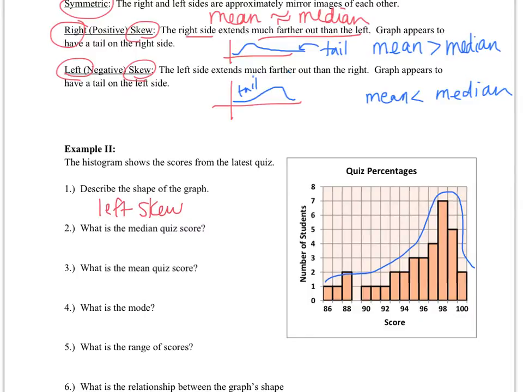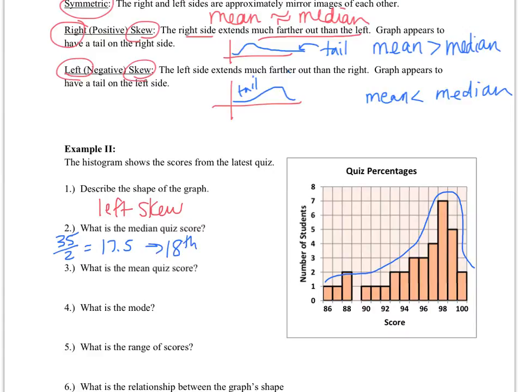Now, in order to answer the rest of the questions, I have to figure out how many scores I have. And by adding up all of these frequencies, I can see that I have 35 scores. To get the median score, I would take 35 and divide it by 2, which gives me 17.5. And we learned the other day that when I have a 0.5, I round up to the next score. So I'm going to look for the 18th score.